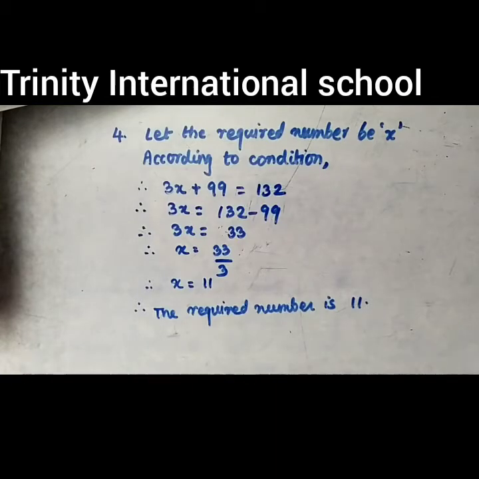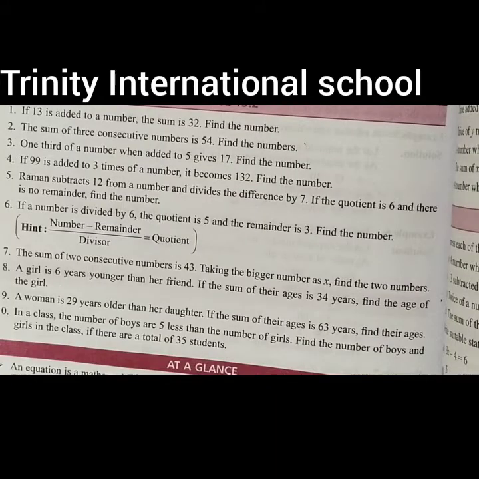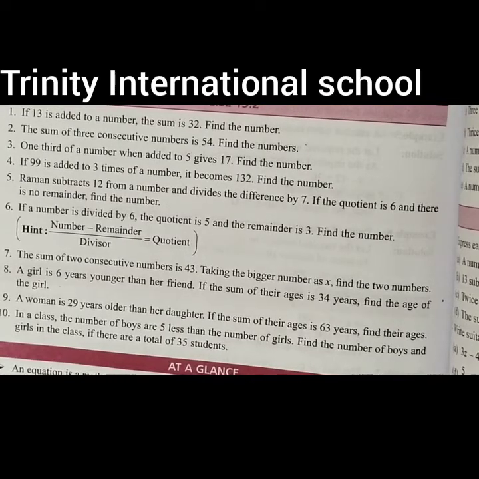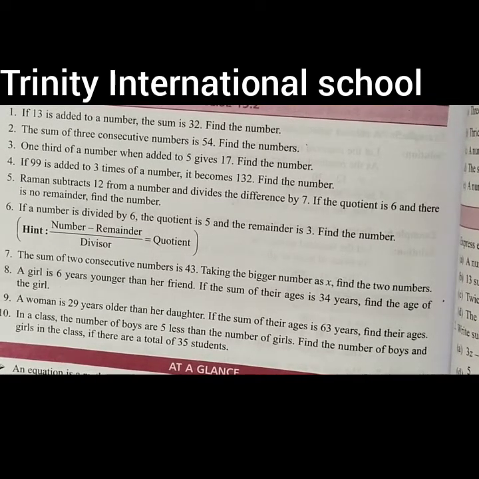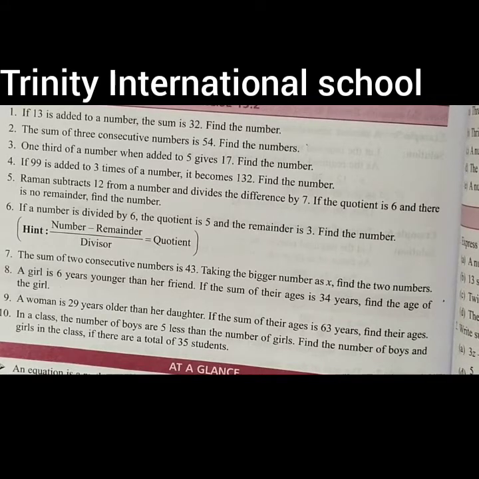Okay. So let us go for fifth one. Now let us read the fifth question. Raman subtracts 12 from a number and divides the difference by 7.